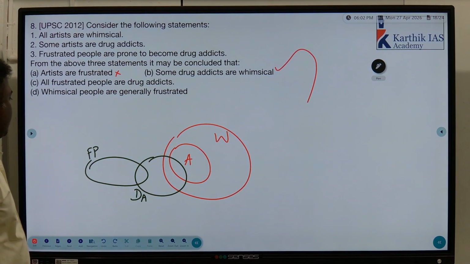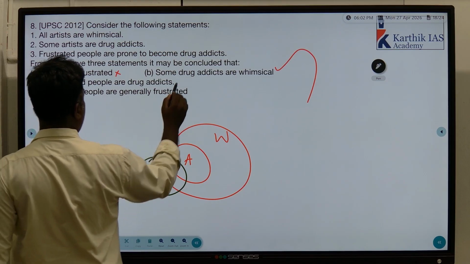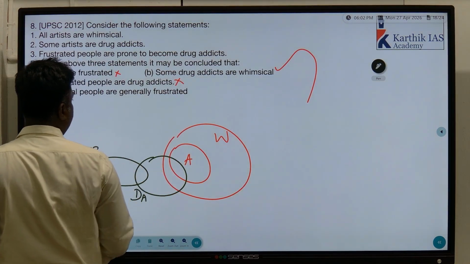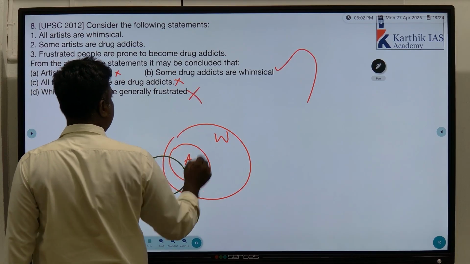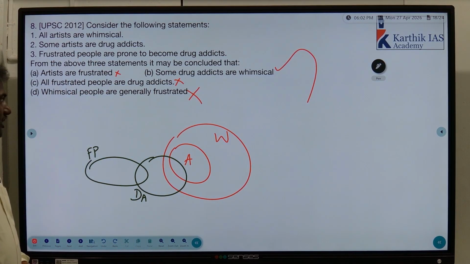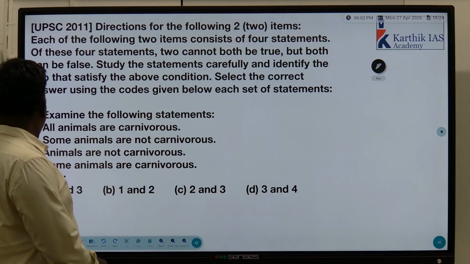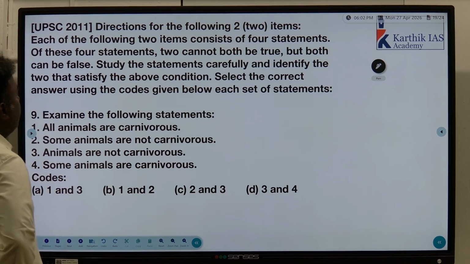All frustrated people are drug addicts, that is also we can't say. Whimsical people are generally drug addicts, that is also a wrong assumption. Can't go for it. Clear? Then, see here, these two statements.